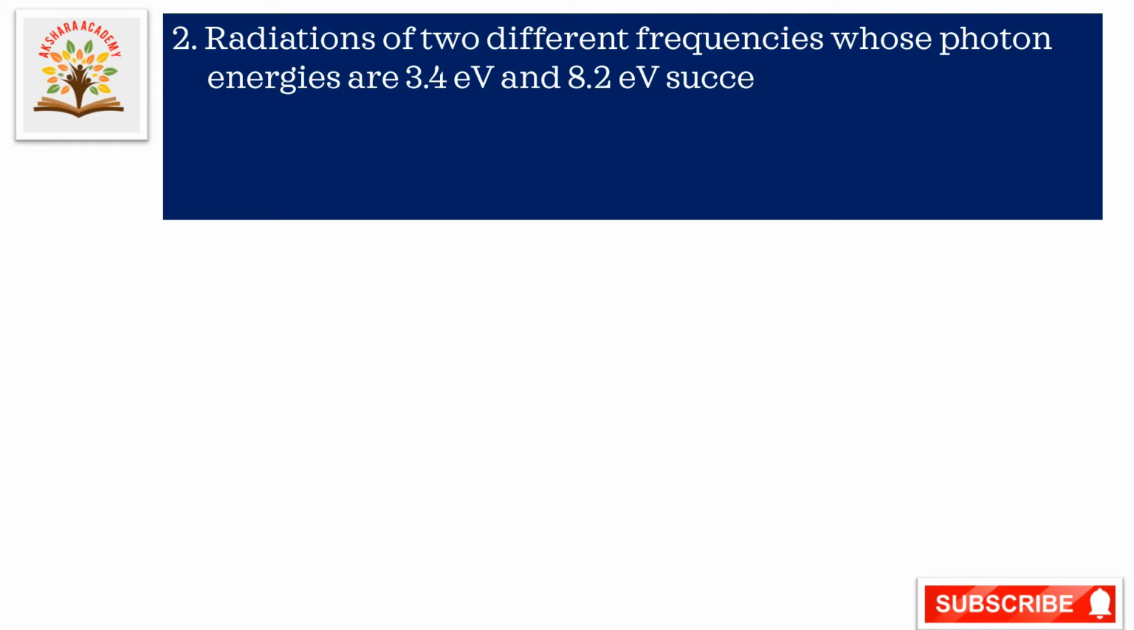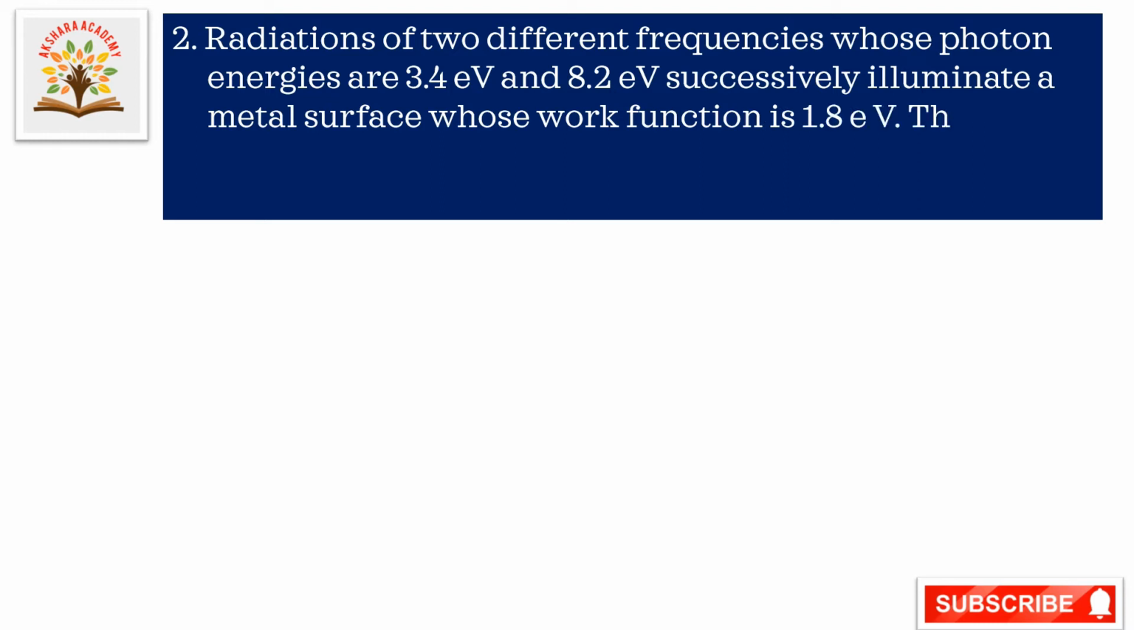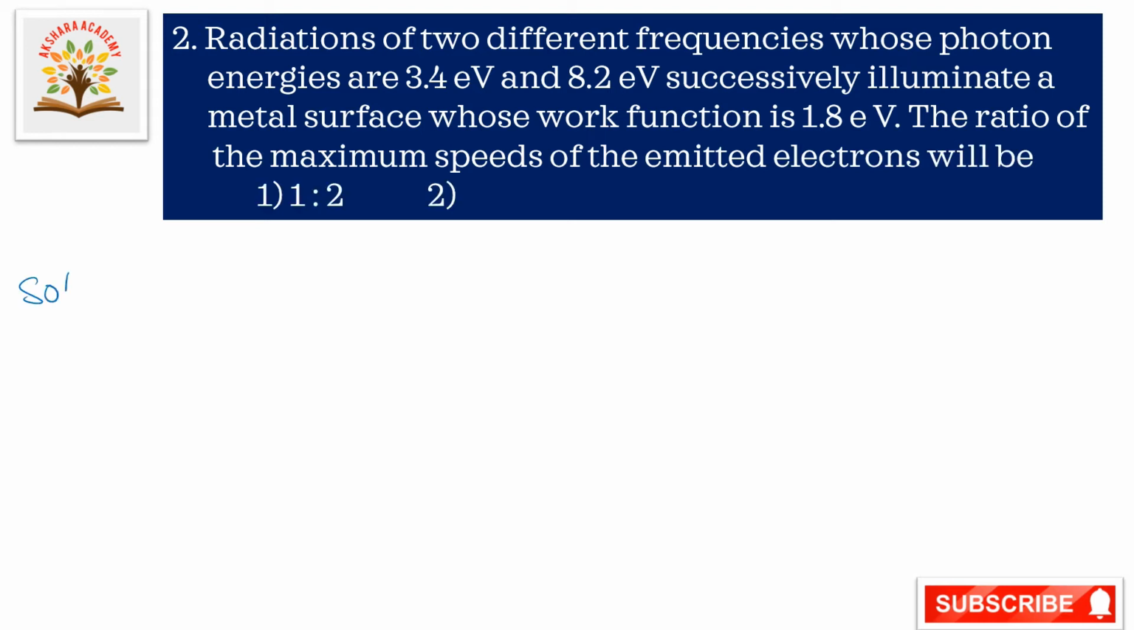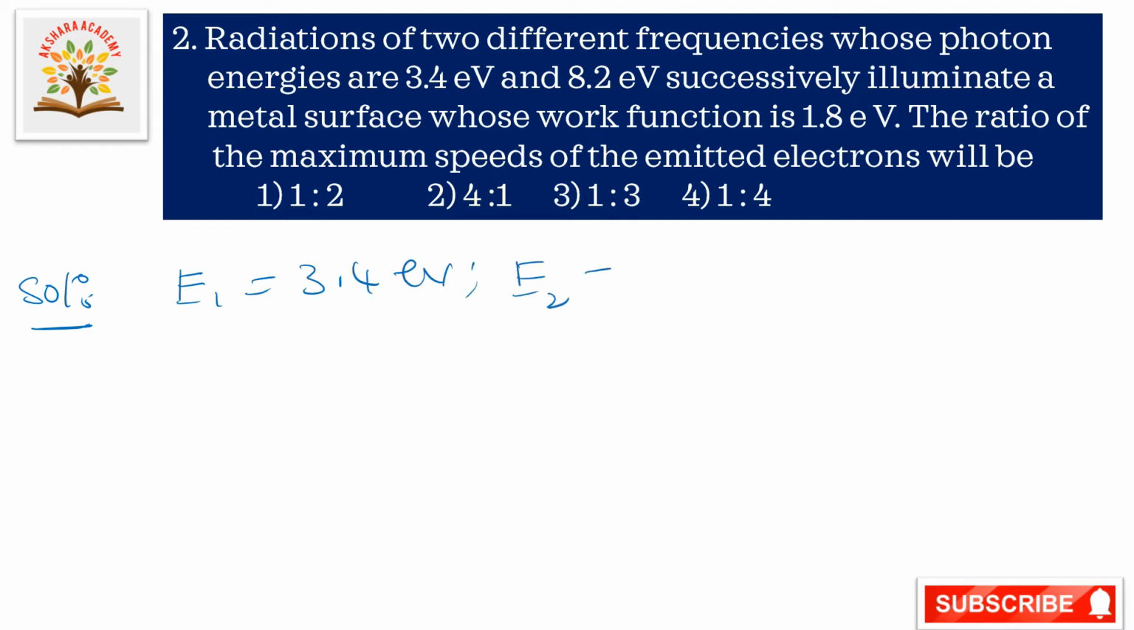In this question they have given E1 equals 3.4 electron volts and E2 equals 8.2 electron volts. Here we have to calculate the ratio of maximum speeds. Now let us go to the solution. E1 equals 3.4 electron volts, E2 equals 8.2 electron volts, and the work function is given as 1.8 electron volts. We have to calculate the ratio of maximum speeds V1 is to V2.